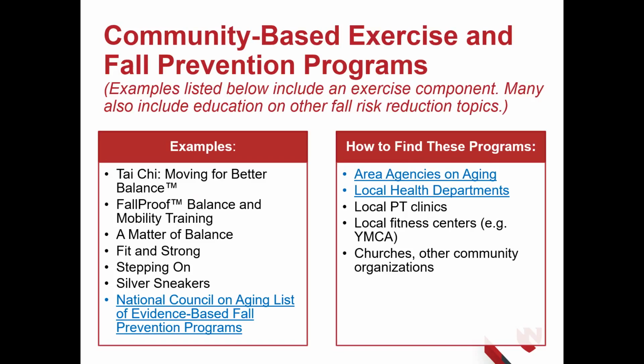I have a link on the slide to the National Council on Aging that provides some additional details about the examples listed on this slide, as well as some additional programs that you might consider. Now, how do you find these programs? Your area agencies on aging might be a good resource that would have some information on whether or not these are available in your area. Local health departments would be a potential resource as well.